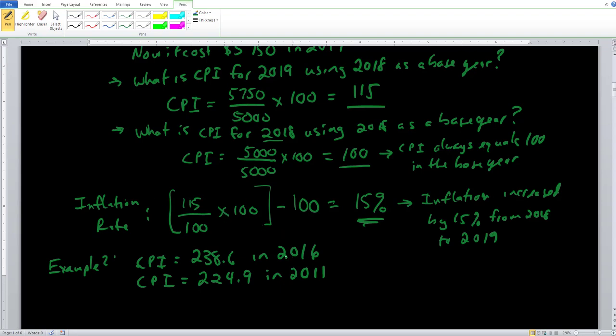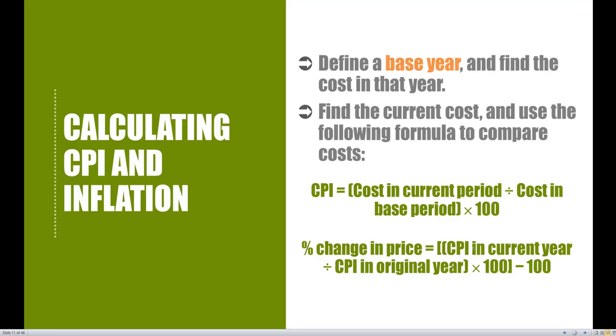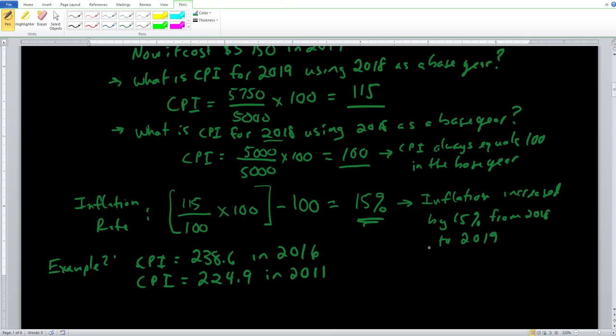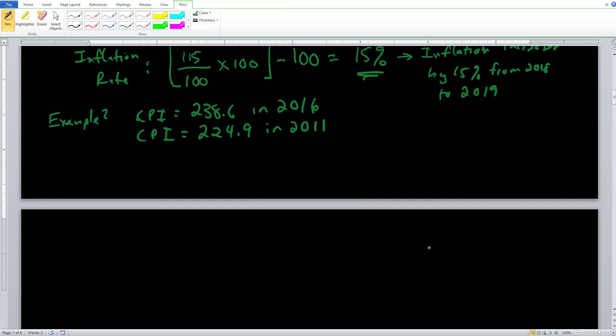We just need to be consistent about what is the current time period versus the original time period. Remember that we said that the current time period or the current year is the year that's going to be the closest to us, and the original year is going to be the year that is furthest away from us in terms of time, in terms of distance. So using that same formula, we can go ahead and calculate out the inflation rate from this. So here, what is going to be the current time period? The current time period is going to be 2016, so that's where the 238.6 comes into play here. The original time period, that's the year that's furthest away from us, that's 2011. That's where the 224.9 goes in the denominator.